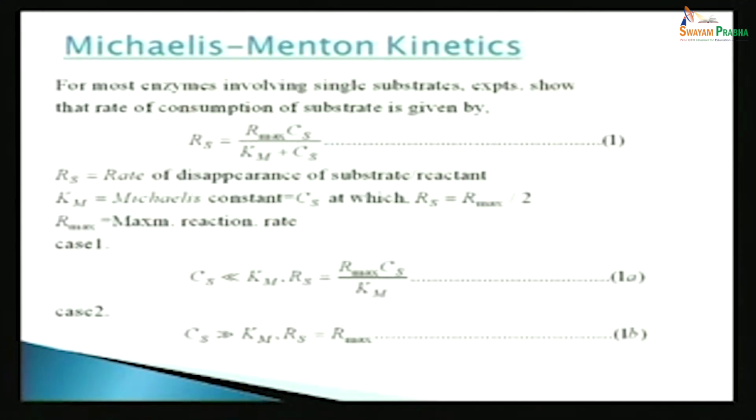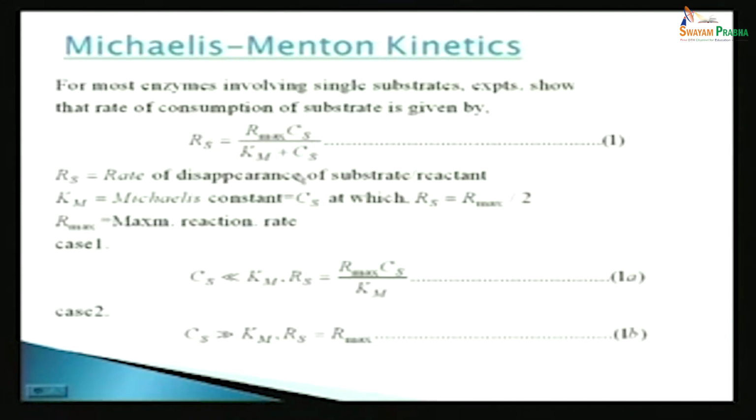can you comment on equation 1 that you have over here? This gives the rate of reaction. These are for most enzymes. What it says, for most enzymes involving single substrates, experiment shows that the rate of consumption of the substrate is given by Rs = Rmax Cs / (Km + Cs). What is Cs? Cs is the concentration of the substrate. Km is known as the Michaelis constant or Michaelis-Menten constant, and Km is the value of Cs when Rs equals half of Rmax. Rmax is the maximum reaction rate that it is going to attain.